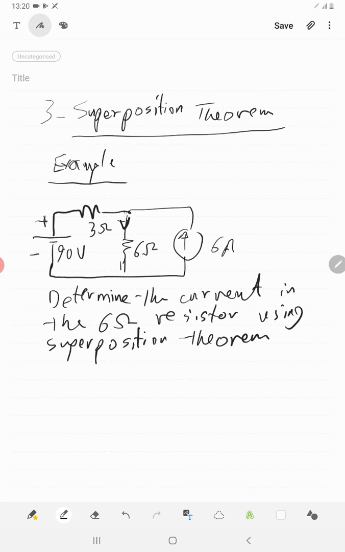So if you look at the original circuit here, we have 2 sources. It means we can decompose the circuit into 2 circuits. Each one has only a single source. Let's see how we do that.